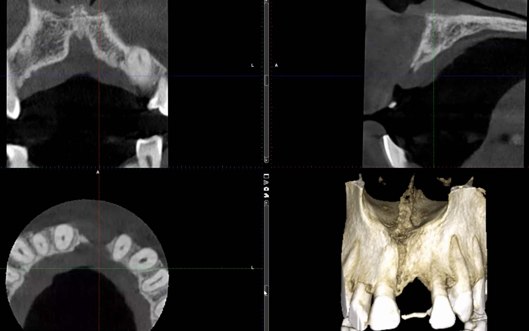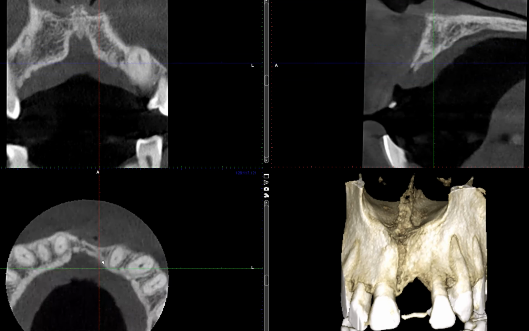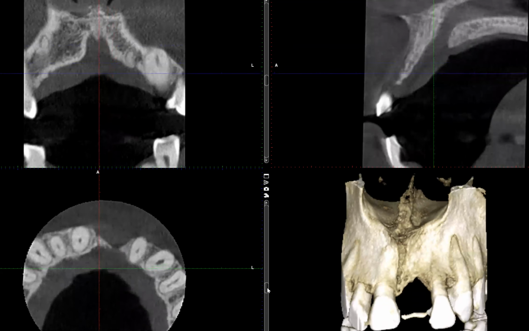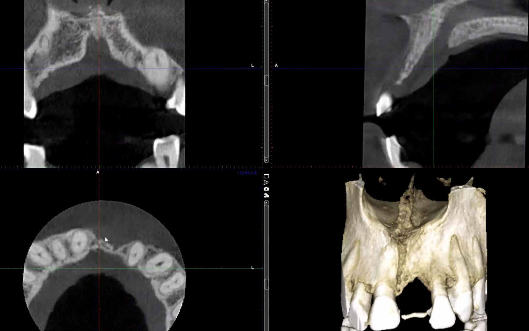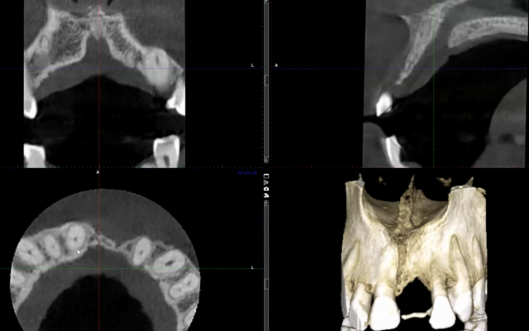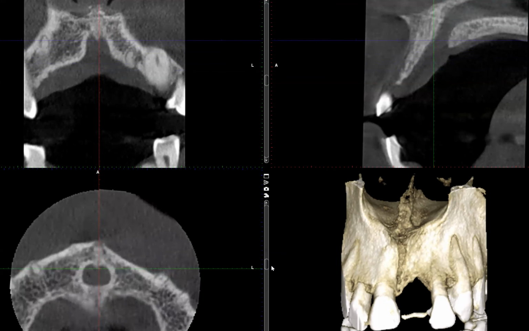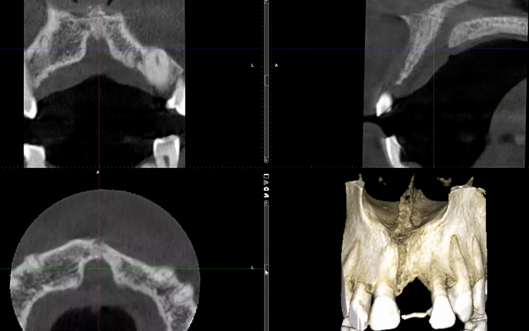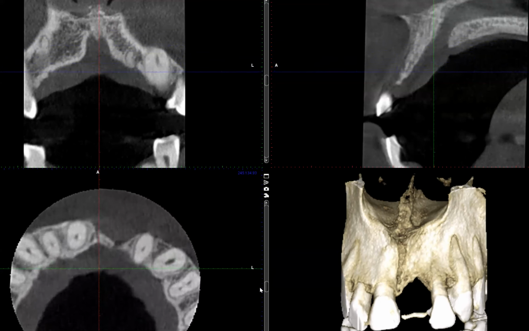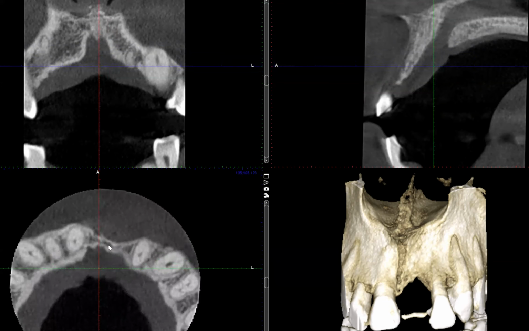So let's verify the ridge from this multiplanar reconstruction view. So let's look at this axial. Here's tooth number 8, 9's missing, 10 and 11. And again, it's very, very narrow towards the alveolar crest. And as I go toward the base of the ridge, we see the nasopalatine canal, and the ridge does become a little bit wider as we expect. But again, toward the alveolar crest, very narrow, right?